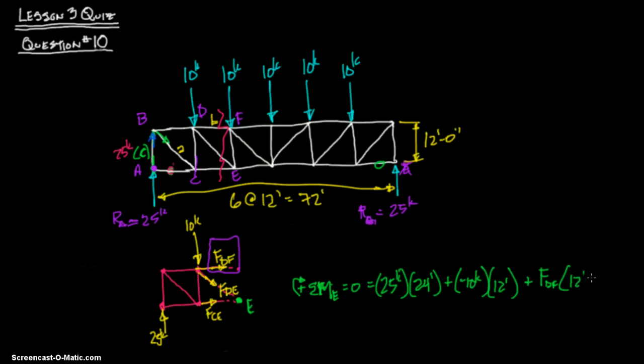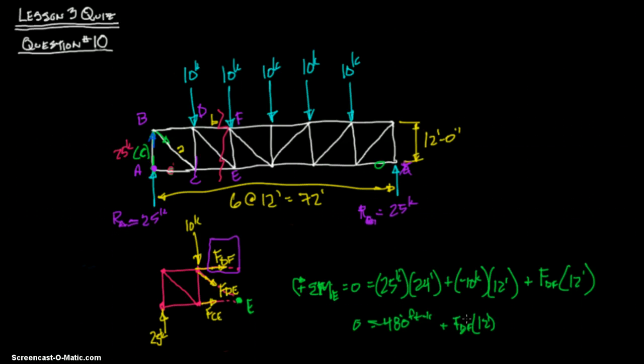And we want to solve for FDF. So take 25 times 24 plus a negative 10 times 12, and we end up getting 480. And that's a positive 480. So we have 0 equals 480 foot kips plus FDF times 12 foot.